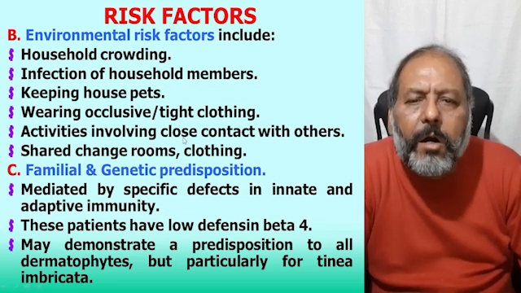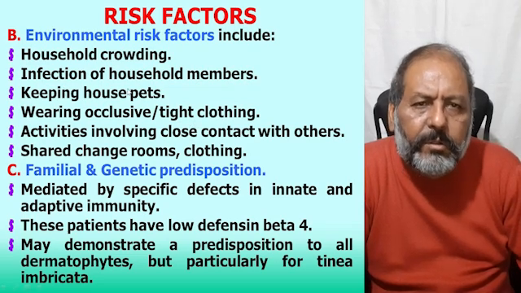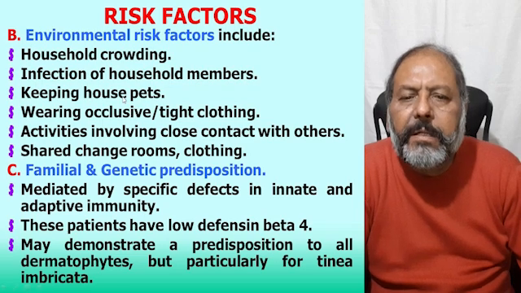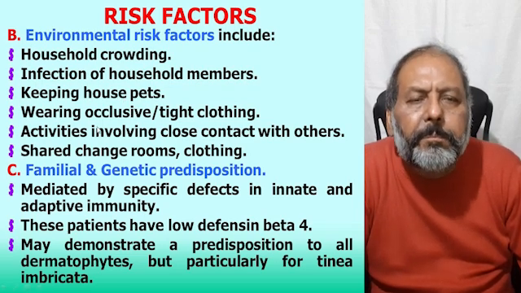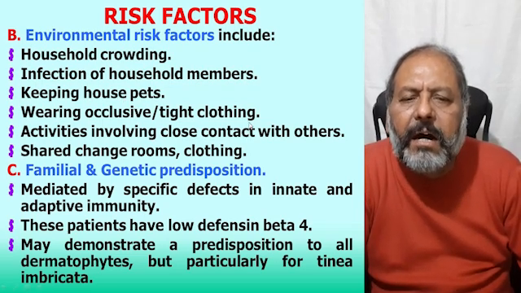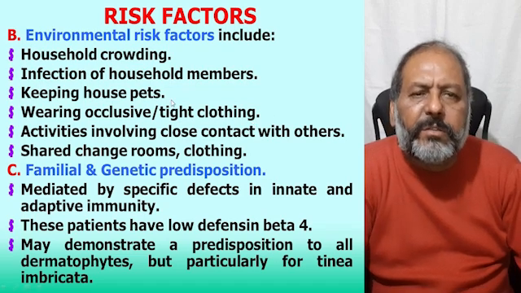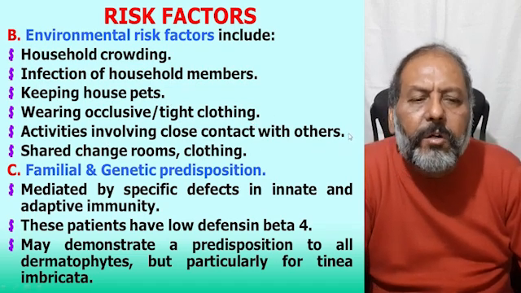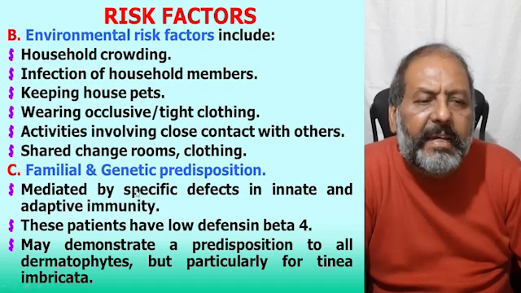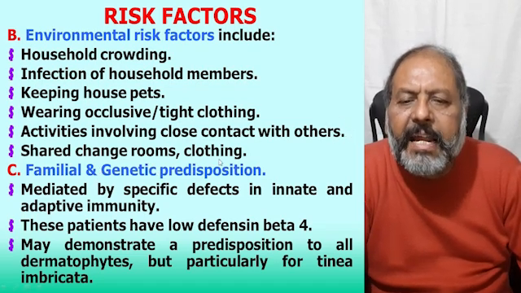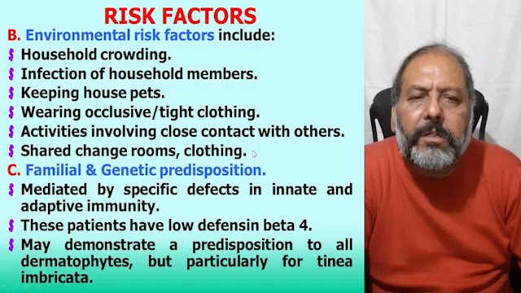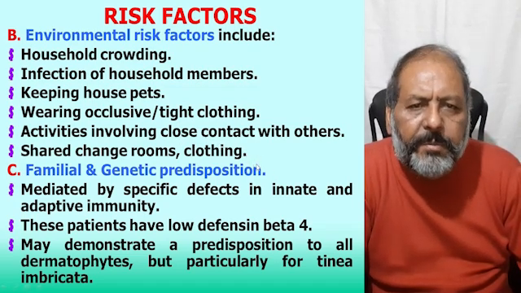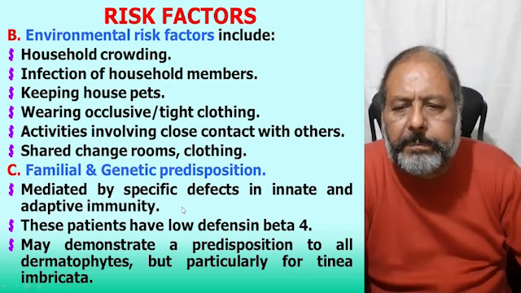These are household crowding, living very close to one another, infection of the household members, keeping pets in the house, wearing occlusive and tight clothing, so no proper aeration, activities involving close contact with others like wrestling and other sports, and shared changing room clothing like towels and other things which are being used by one and also by another.